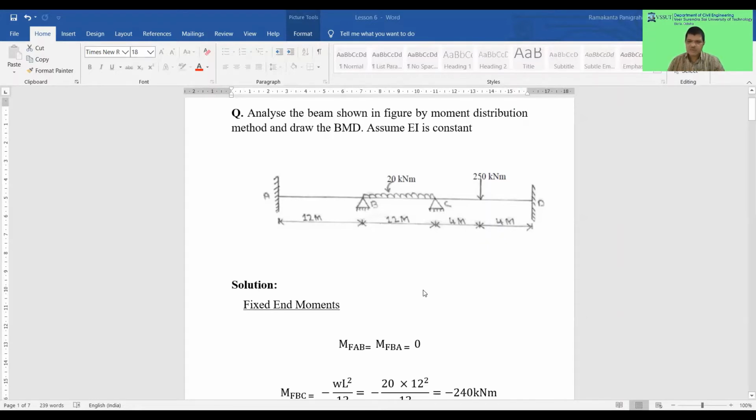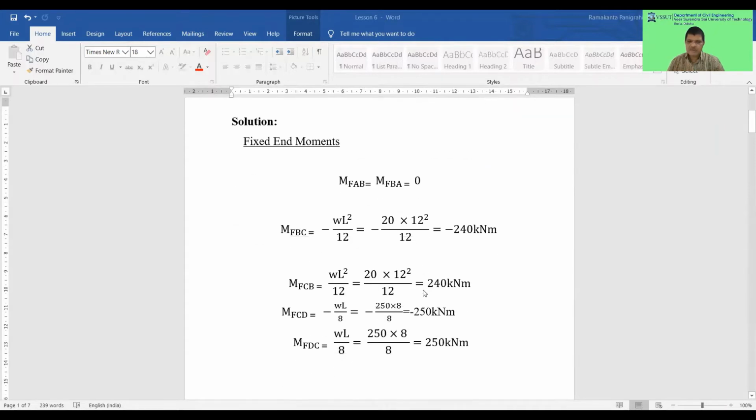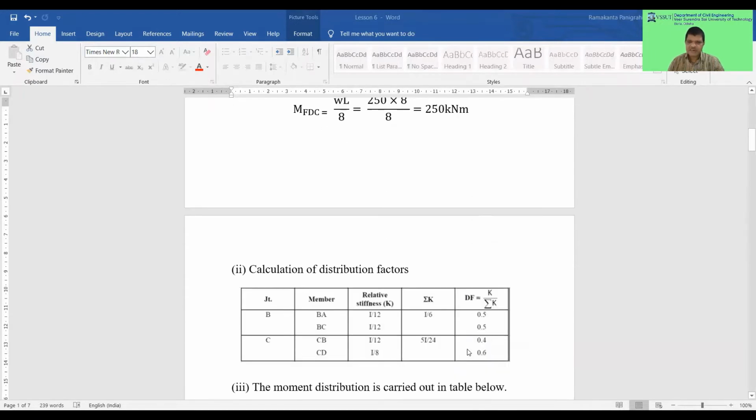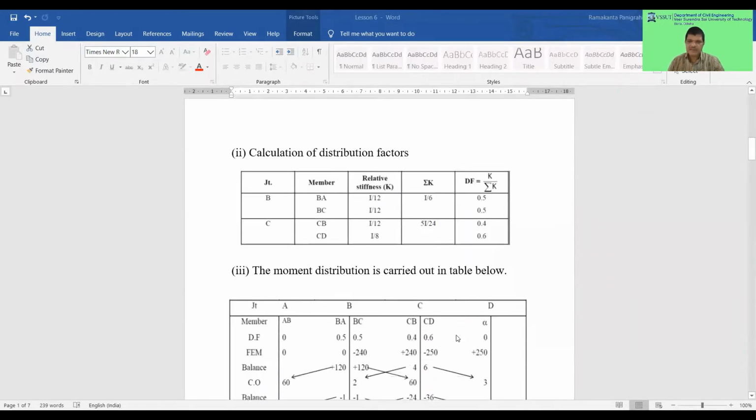So let us go to the problem. We find that MFBC and MFCB come from WL square by 12, which comes out to minus 240 and plus 240 kilonewton meter. Similarly, the fixed end moments MFCD and MFDC come out to be minus 250 and plus 250 kilonewton meter. So these are the fixed end moments. Now let us calculate the distribution factors.